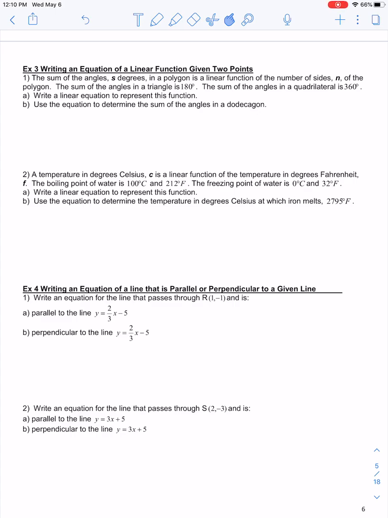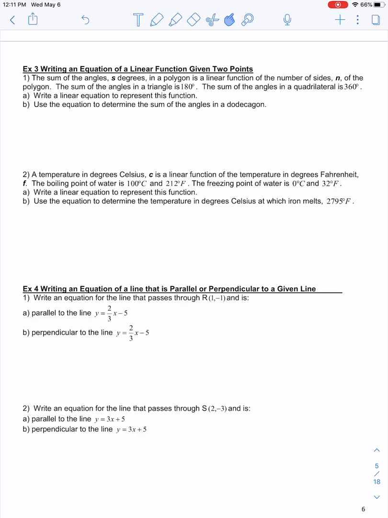All right, so let's finish up example 3 and 4. Example 3, writing an equation of a linear function given 2 points. The sum of the angles s degrees in a polygon is a linear function of the number of sides n of the polygon. The sum of the angles in a triangle is 180. The sum of the angles in a quadrilateral is 360.